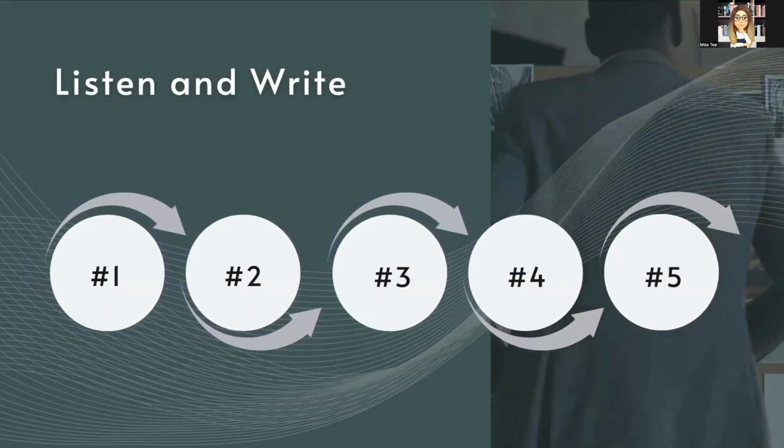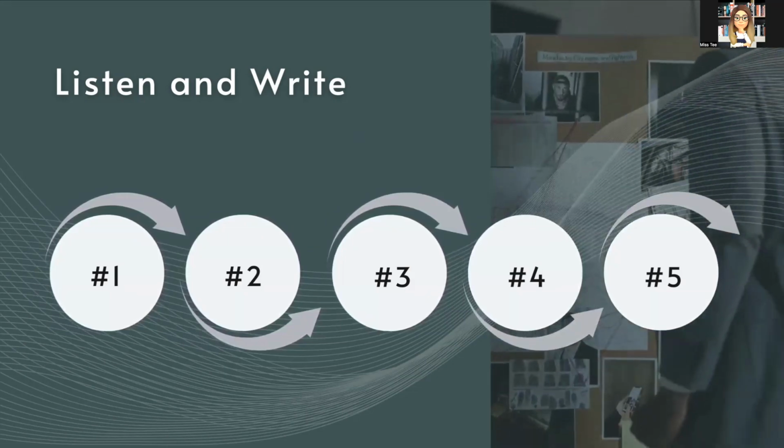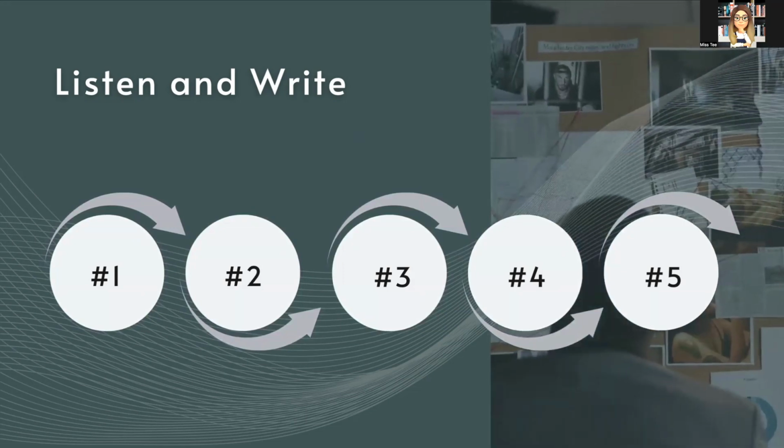Number 2. The witness described the vandalism in detail to the police.